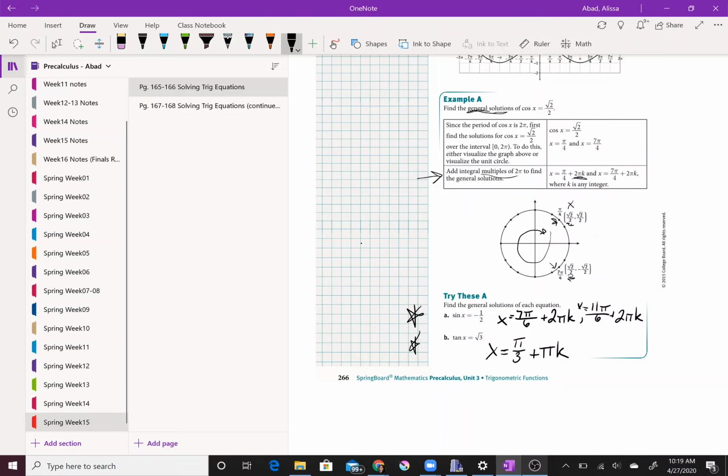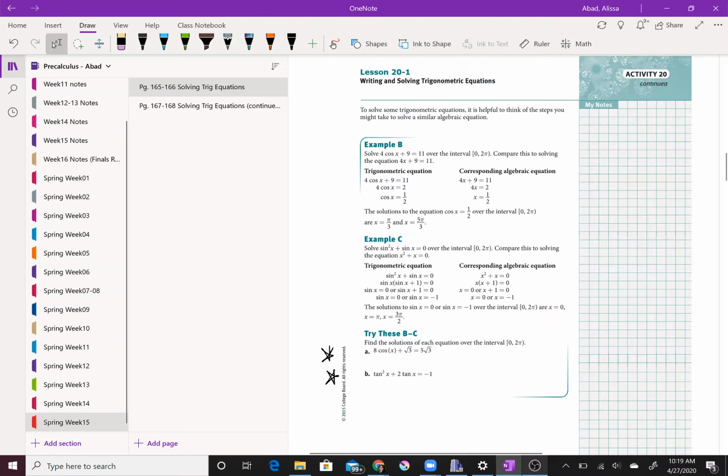These kinds of equations, you'll find more complex equations like this. A way of thinking of it is to look at it as an algebraic equation. So I'm going to show this one on part A here: 8 cosine x plus square root of 3 equals 5 square root of 3. First thing, I want to look at it more like this: what if I was just solving 8x plus square root of 3 equals 5 square root of 3?